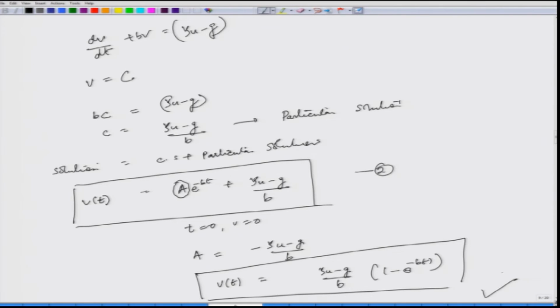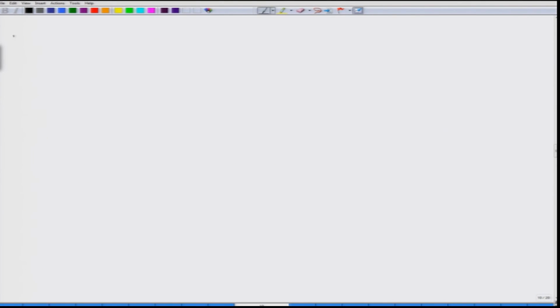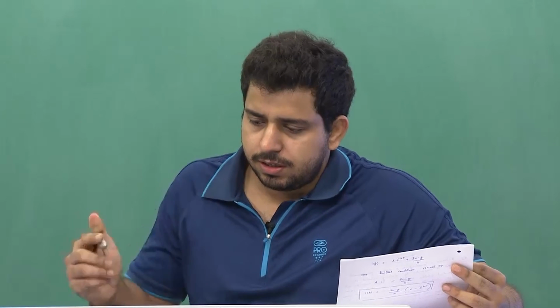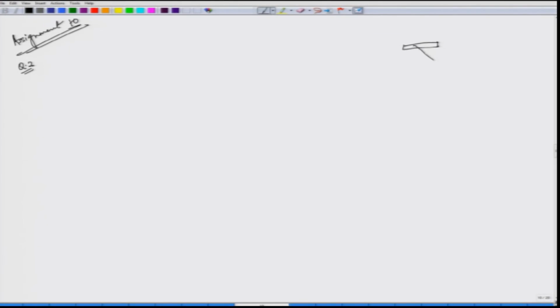Now, the last question which I would like to solve is from a recent assignment, assignment 10, question number 2. The question says that a rigid rod of length L and mass m is pivoted at one end and is oscillating in a vertical plane. So, let us say this is a rigid rod of mass m and length L, pivoted at some point and it is oscillating. We have to find out the frequency of small oscillations.